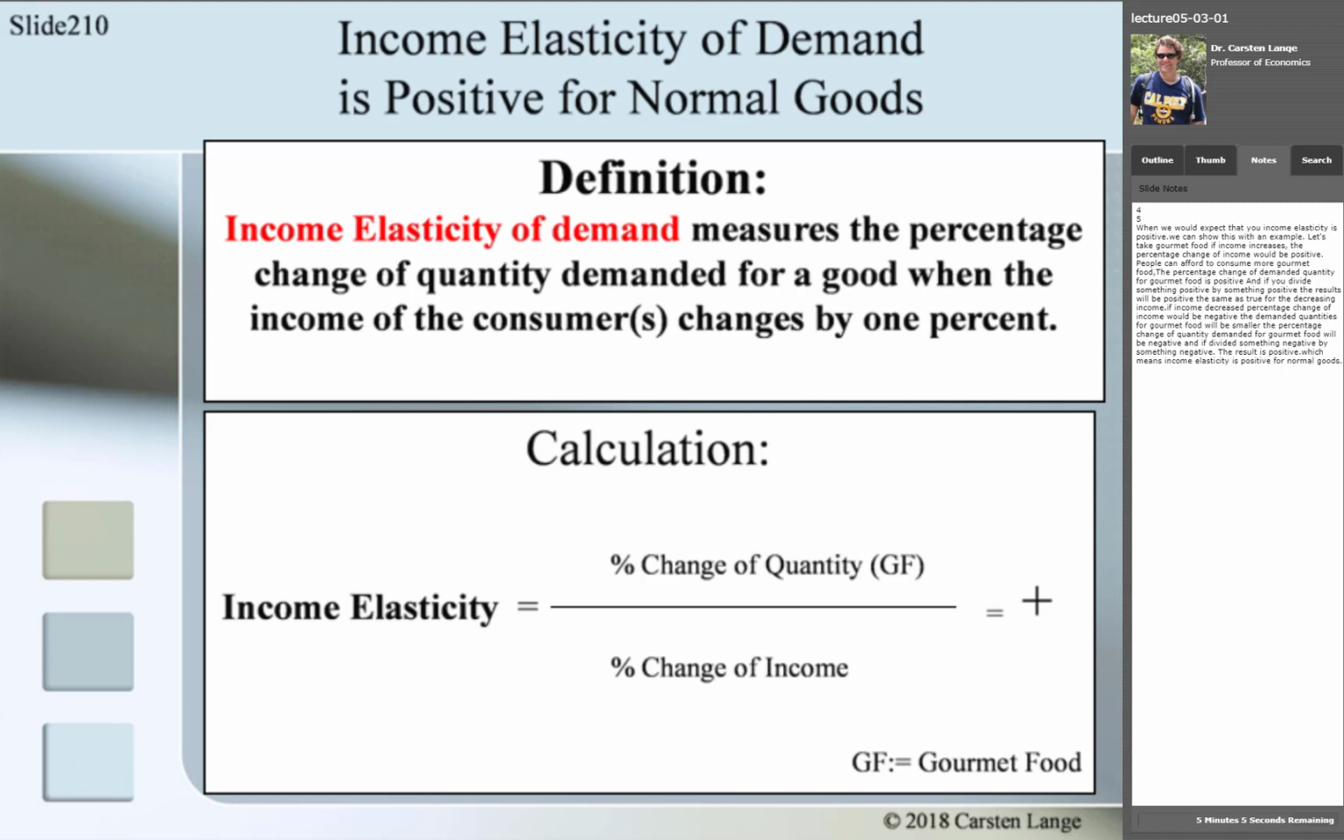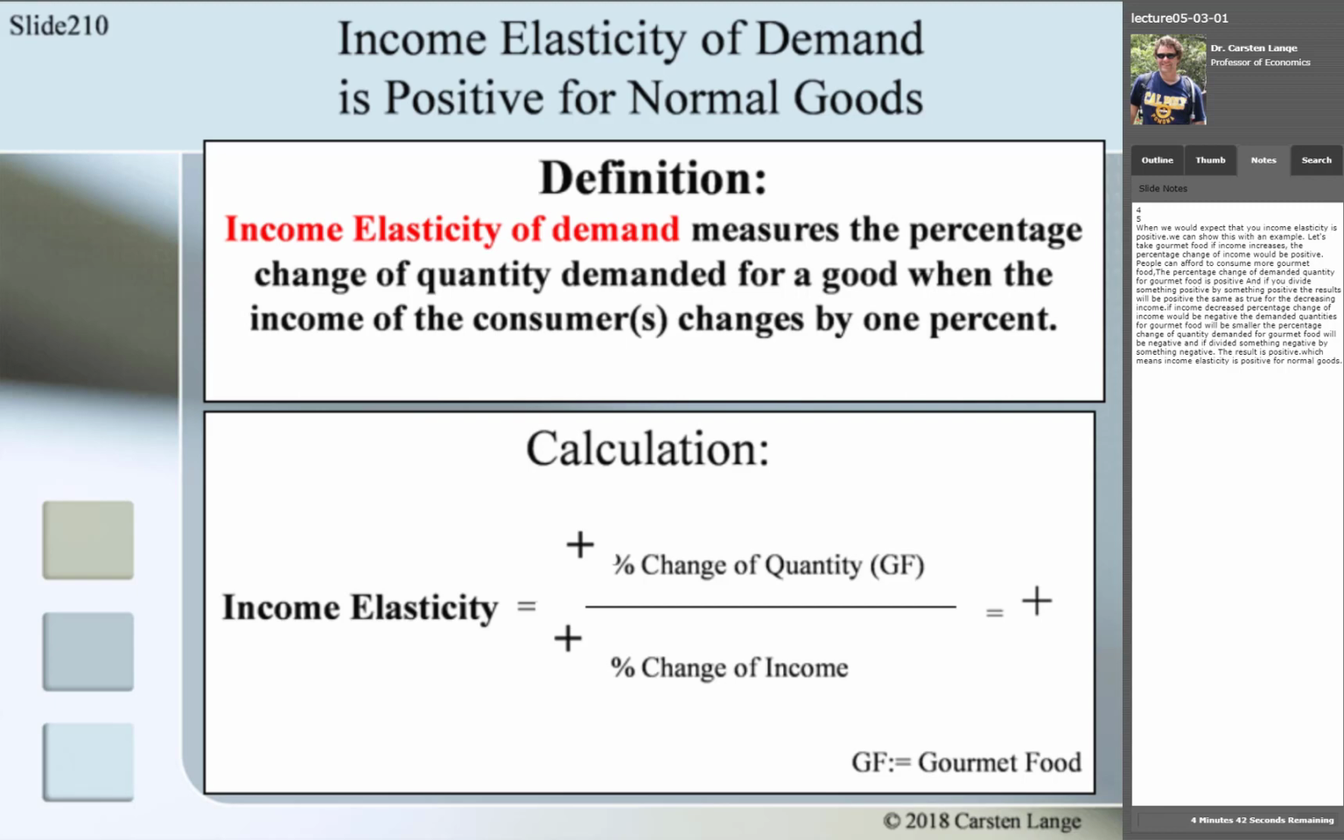Let's take gourmet food. If income increases, the percentage change of income would be positive. People can afford to consume more gourmet food. The percentage change of demanded quantity for gourmet food is positive. And if we divide something positive by something positive, the result would be positive.